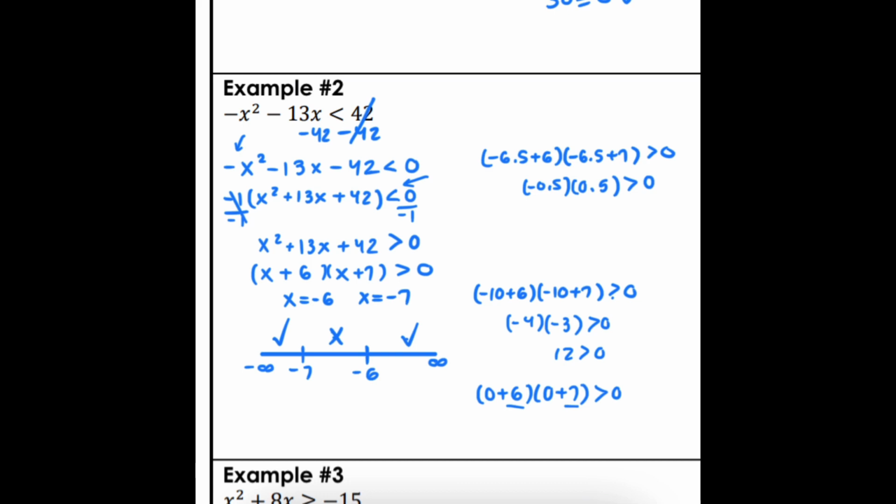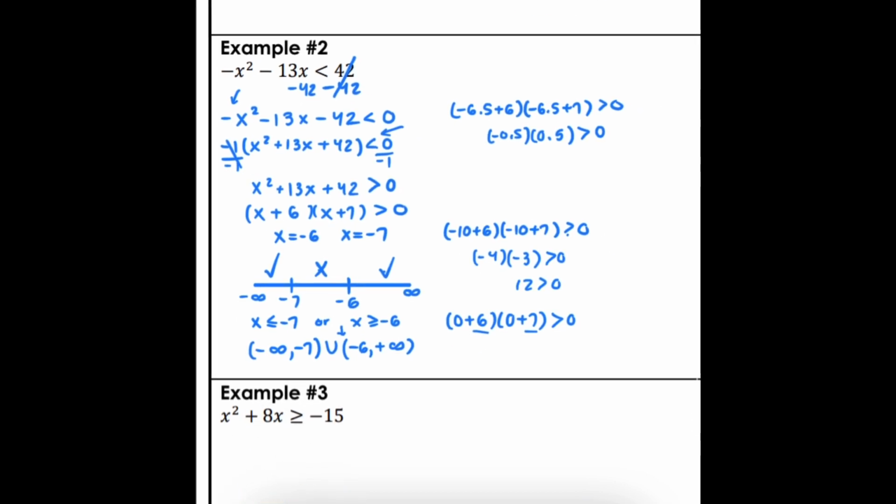So this is another OR inequality. So we know that x is either less than or equal to -7, or x is greater than or equal to -6, and then we can rewrite it in interval notation as well. Now notice on this one I used parentheses here instead of square brackets, and that's because the inequality symbol doesn't have a line underneath it.